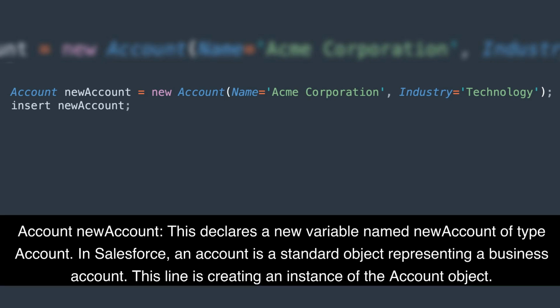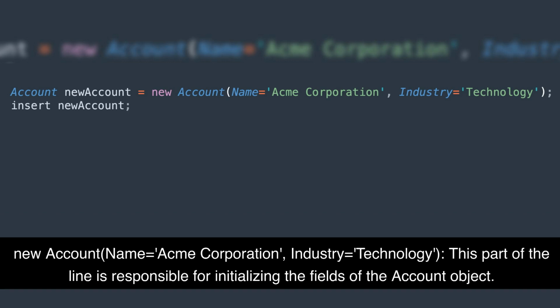Account newAccount. This declares a new variable named newAccount of type Account. In Salesforce, an Account is a standard object representing a business account. This line is creating an instance of the Account object. new Account(Name = 'Acme Corporation', Industry = 'Technology'). This part of the line is responsible for initializing the fields of the Account object.